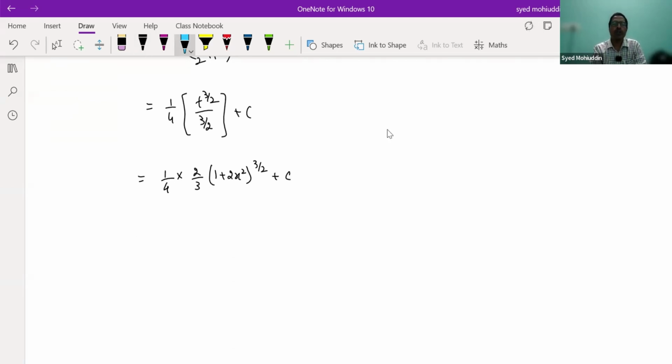You can cancel out over here. 2 1s are 2, 2 2s are 4. Or if you simplify, it is 1 by 3 times 2, which will become 6, into 1 plus 2x square to the power of what? 3 by 2 plus the constant c. So that will be the required solution.